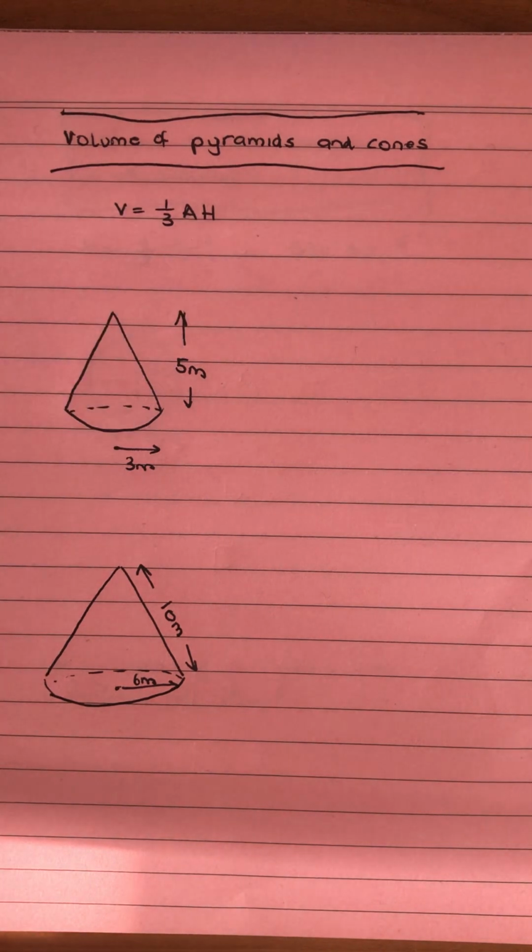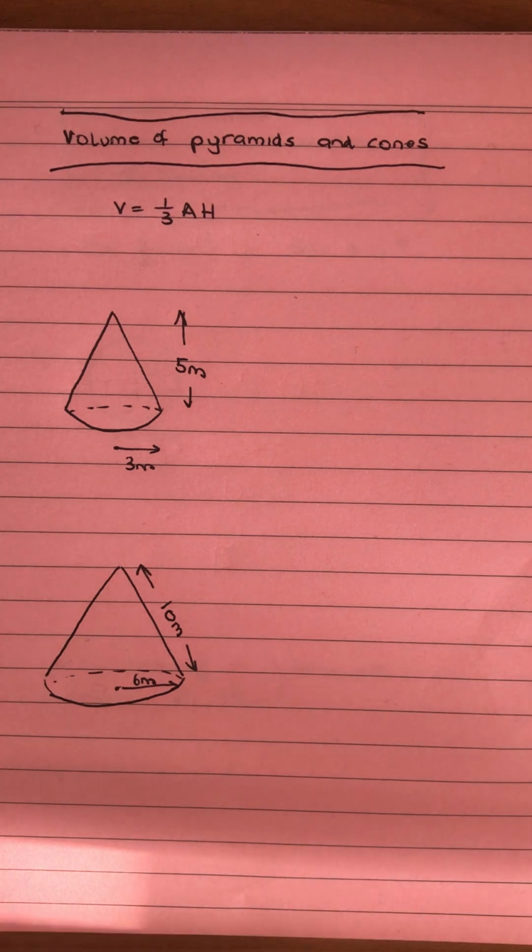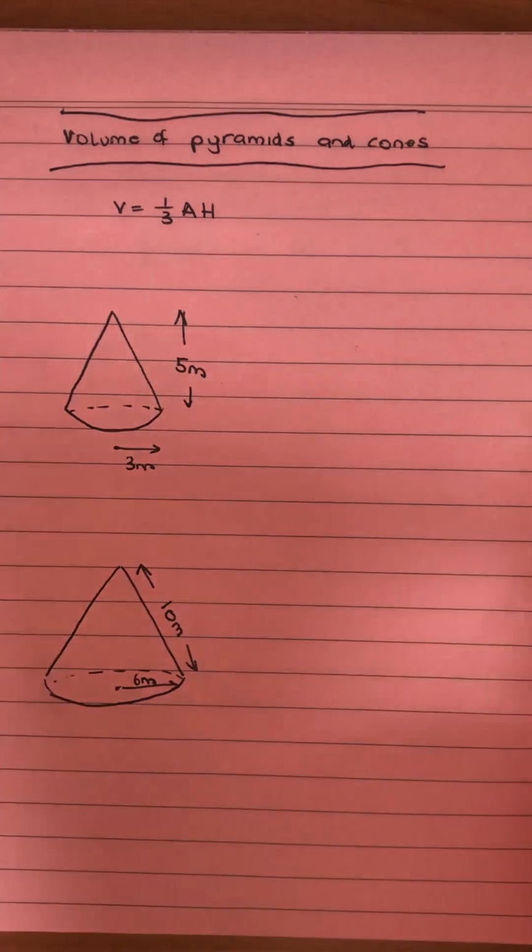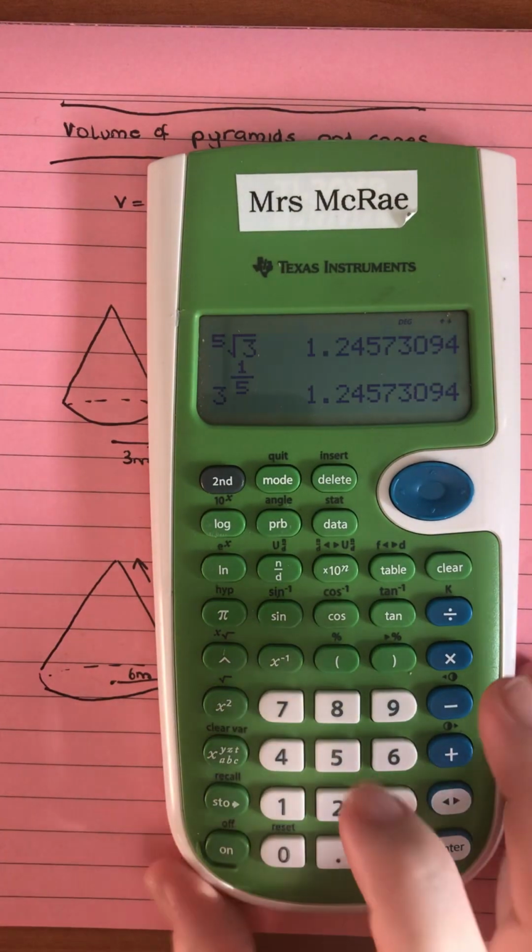So whatever your base area is, if you've got a rectangle base or a square base, you can work out the area of that, times it by the height, and then multiply by a third or divide by 3. Or you can type that all in one go into your calculator. So most calculators are pretty good in that you can put all of that in one go.